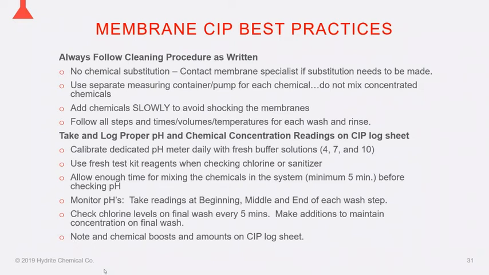Anytime you boost the chemical, and then take a resulting pH, make sure that's also logged on your CIP log sheet, because for us, it helps to track how a system is performing, and also for budgeting and survey purposes. We might have initial dosing amounts, but we also need to take into consideration typically what that unit uses as chemical boosts in order to provide proper survey information.